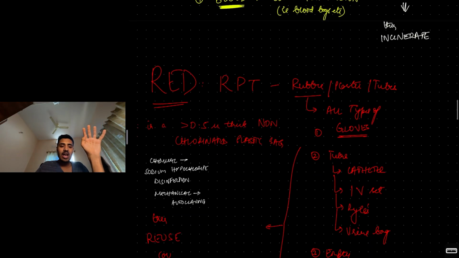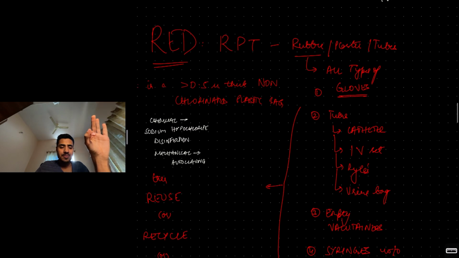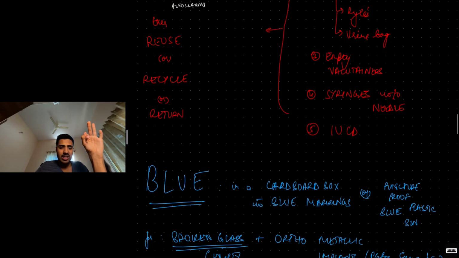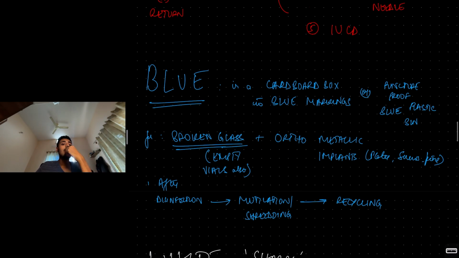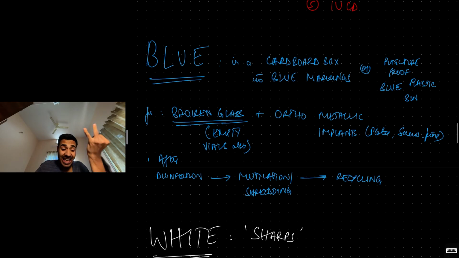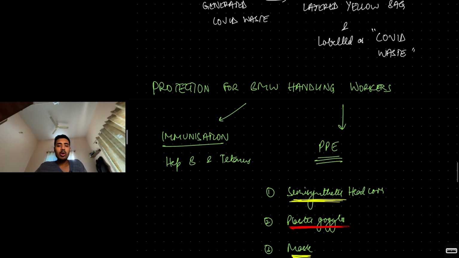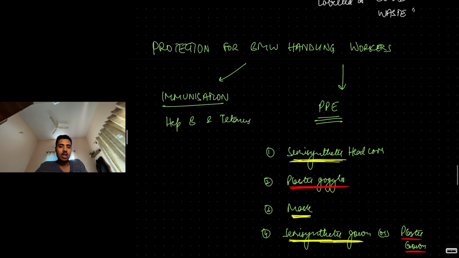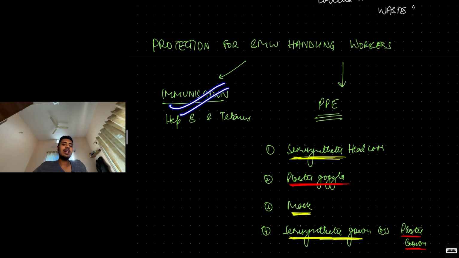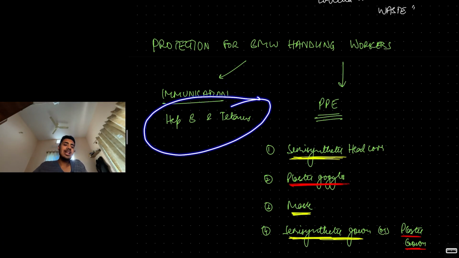Red for rubber, plastics and tubes, you try to reuse, return, recycle. Blue for orthopedic metallic implants and broken glass. White for sharps. And next, coming to how do we protect these biomedical waste handlers? See, they have to be immunized against hepatitis B and tetanus, first of all. Very common diseases that can spread through biomedical waste.